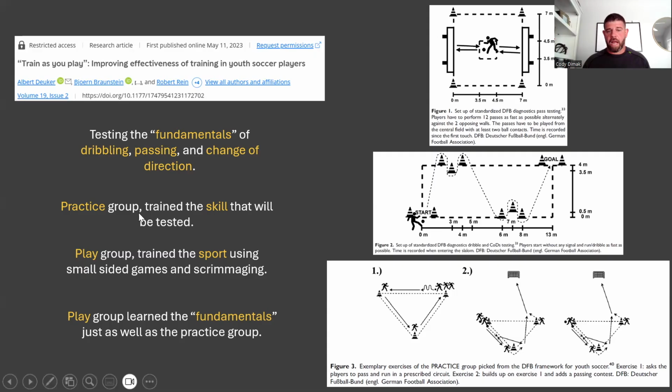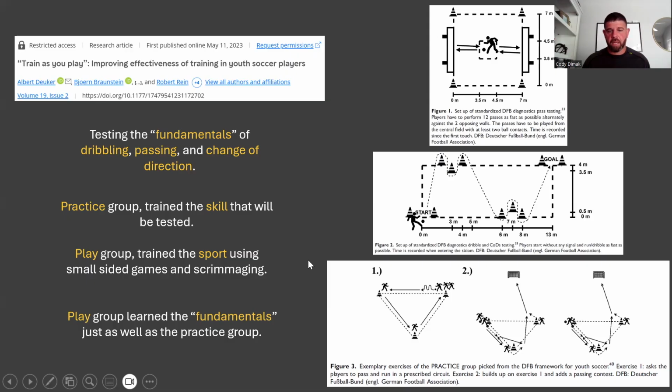Well, they had a practice group that actually practiced dribbling around cones and passing with cones. And then they had a play group. The play group never did any of these drills. They never drilled the test. They played the sport, but the coach structured small-sided games and small scrimmages through the practices. It wasn't just playing the game. They worked on specific things, but it was structured as a small-sided game, fun, and more like the game than just dribbling around cones. Because when you're playing soccer, cones don't pop up in the middle of nowhere and you have to dribble around them. They're static.